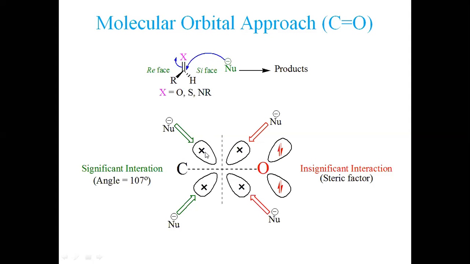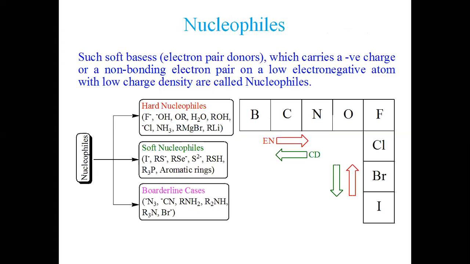So it has two possibilities. One is through the Re face, another is through the Si face. So these are the two aspects that are very important to understand. But it is also very important to understand what our nucleophile is. Until and unless the nucleophile is clear to you, we cannot proceed further. So let's first define what a nucleophile is.